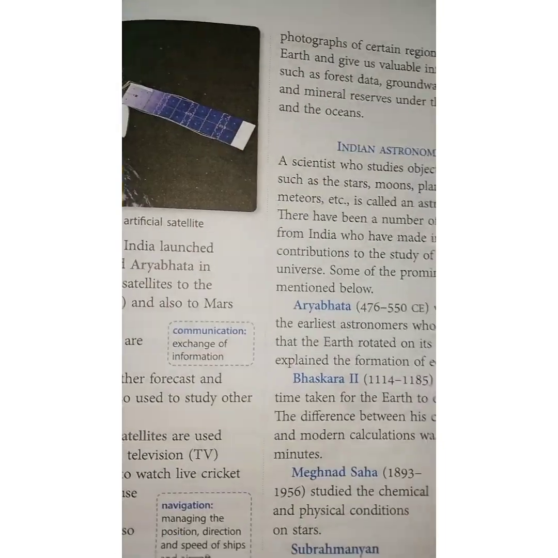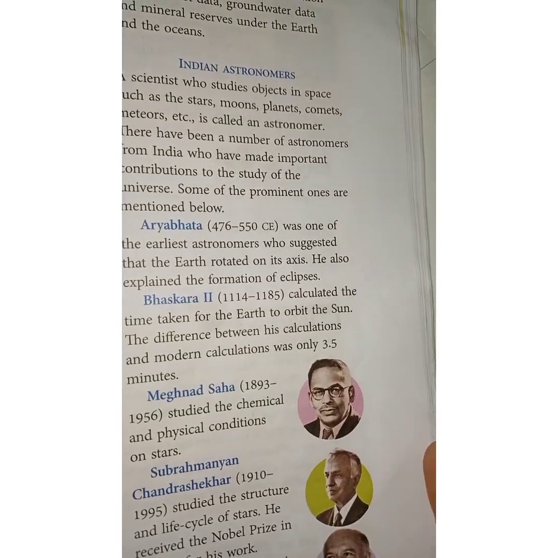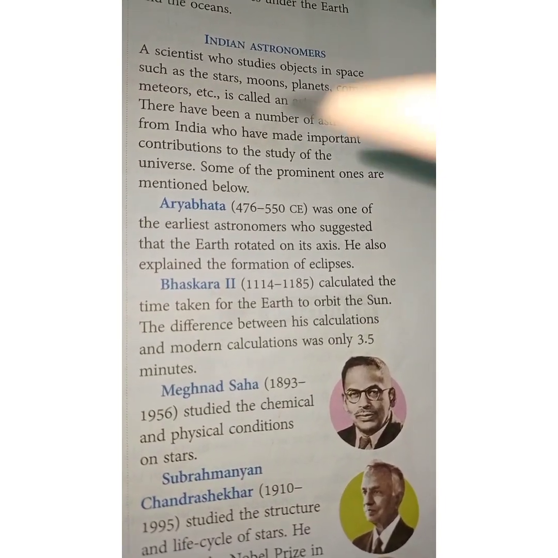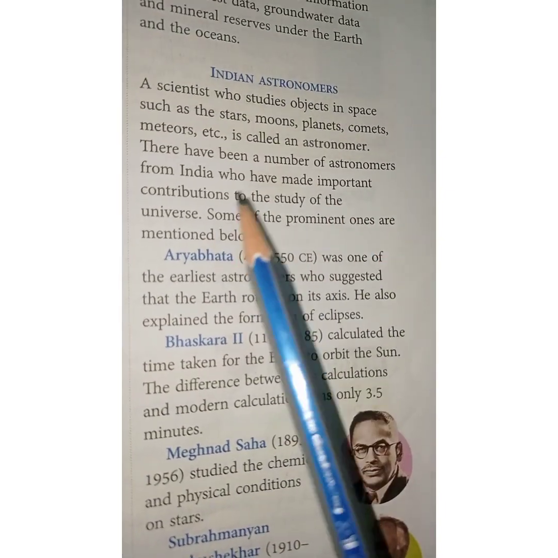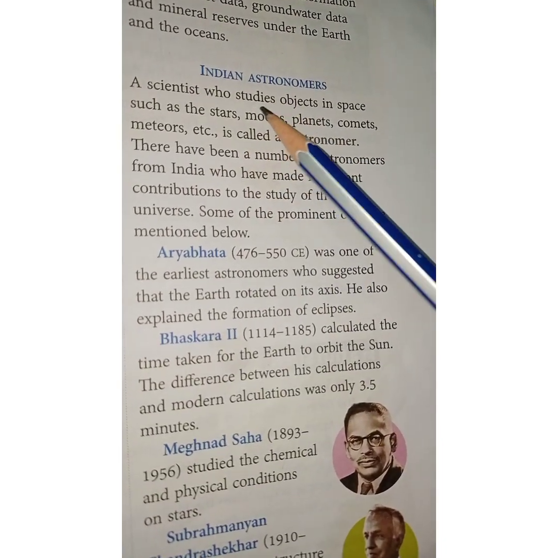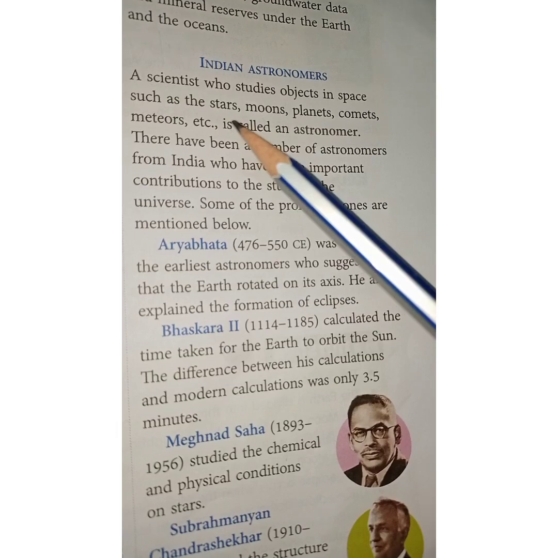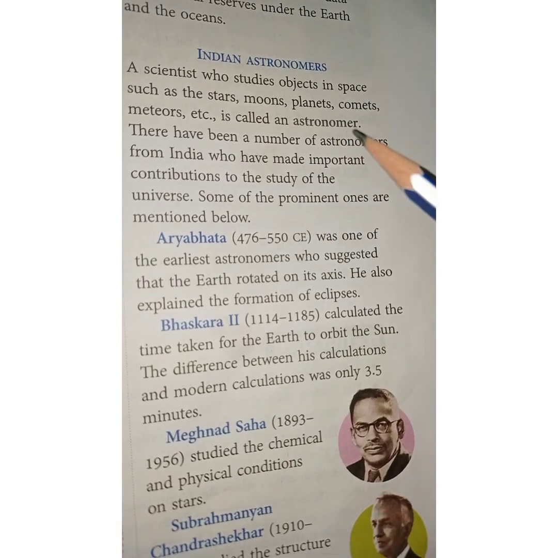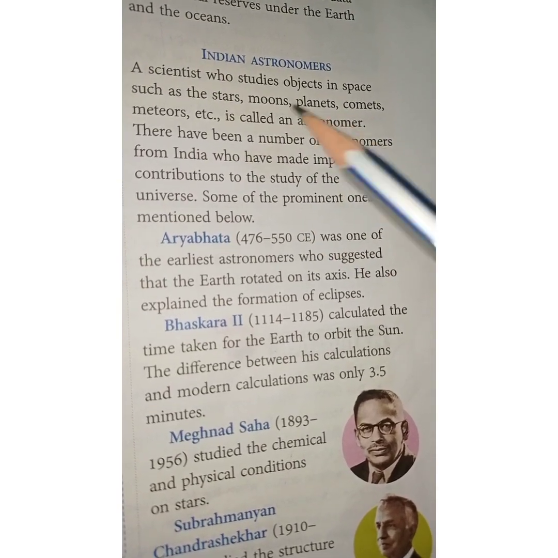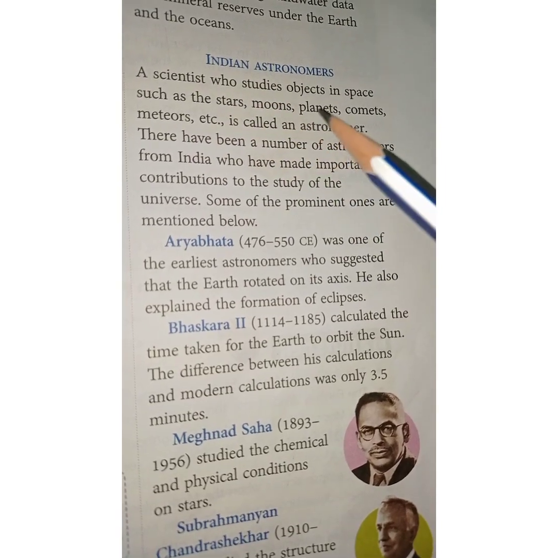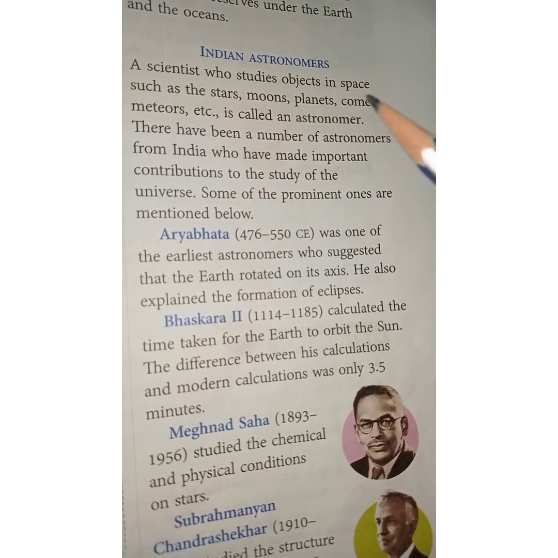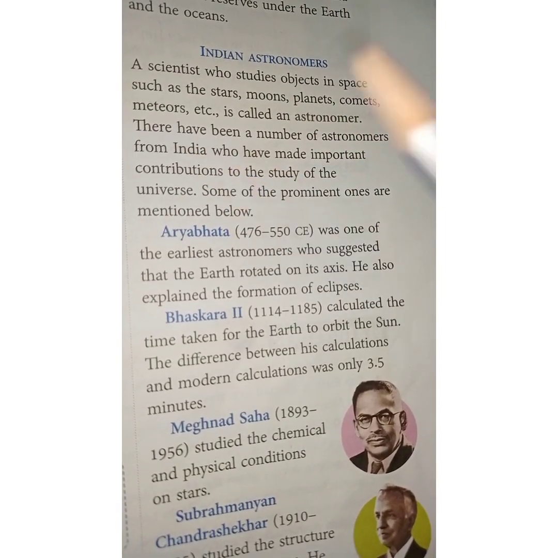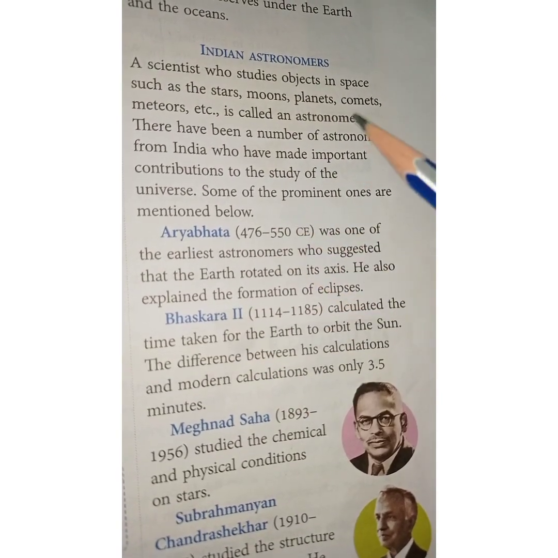Okay, these artificial satellites. So let us look into the last topic, that is the Indian astronomers. A scientist who studies objects in space such as the stars, moons, planets, comets, meteors, etc. is called an astronomer. So who is an astronomer? He is a scientist who studies objects in space, such as stars, moons, planets, comets, meteors, etc. So that person is called an astronomer.